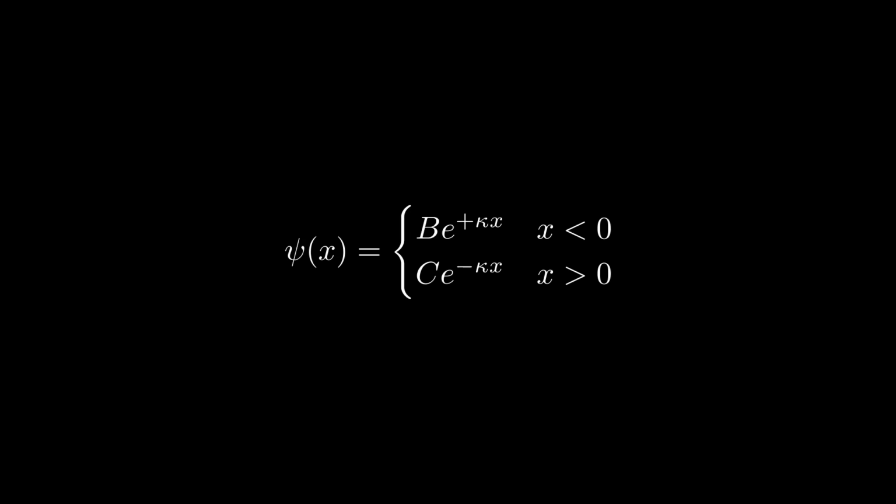Furthermore, since the bound state must be continuous at x = 0, we have that the coefficients of both exponentials must be the same. Here, since the potential is infinite at x = 0, we allow the bound states to not be differentiable at this point.